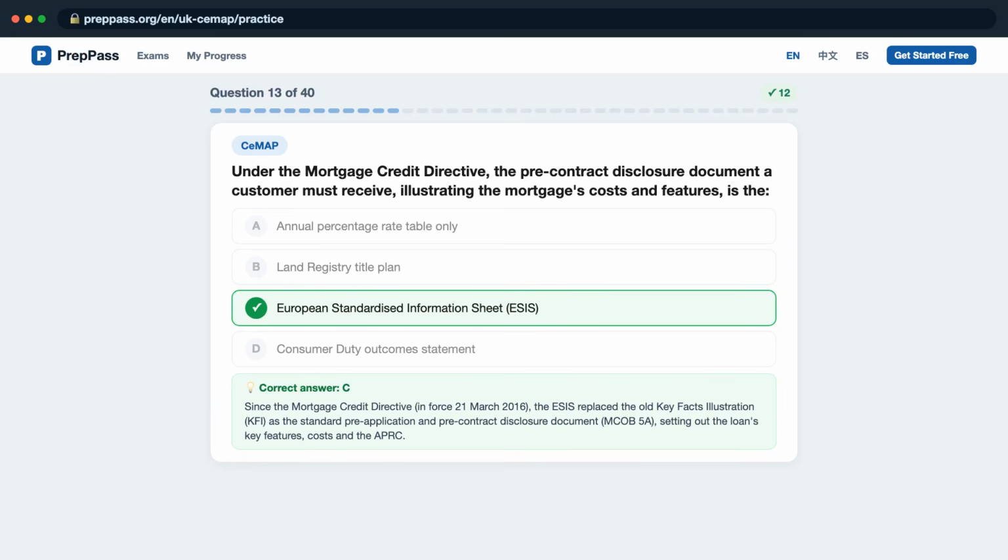The correct answer is C. Since the Mortgage Credit Directive, in force March 21, 2016, the ESIS replaced the old Key Facts Illustration, KFI, as the standard pre-application and pre-contract disclosure document, MCOB 5A, setting out the loan's key features, costs, and the APRC.